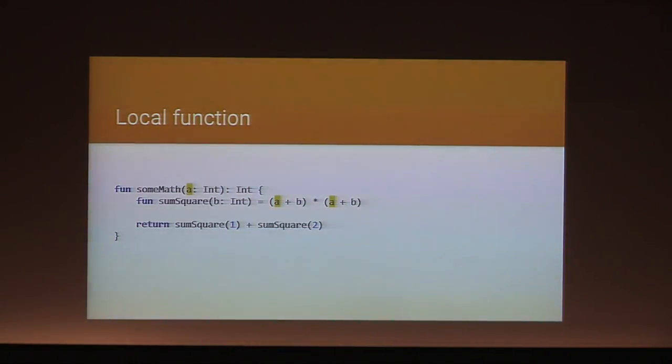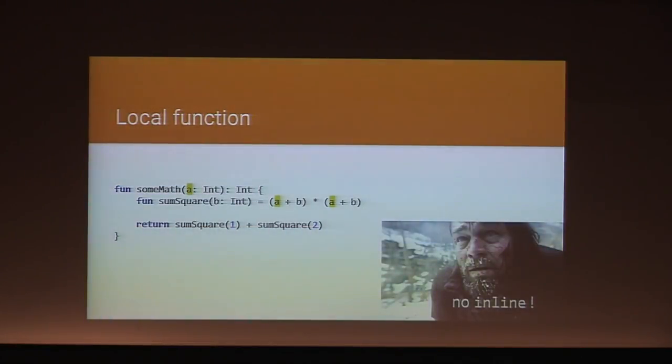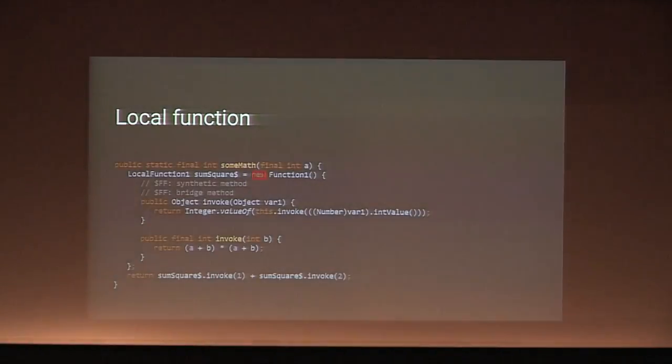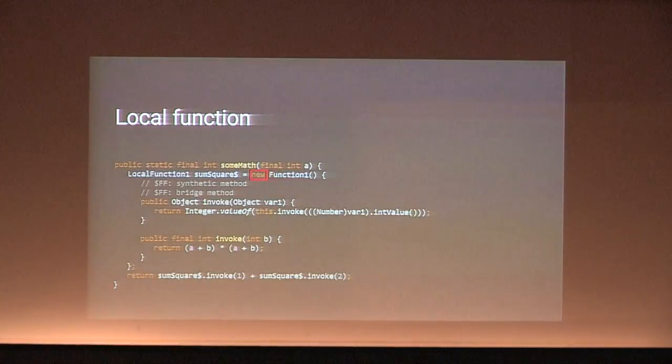It's just a function inside another function, something you can't do in Java. And as you can see in this example, we are accessing the outer scope. We are accessing a variable from the outer function in the inner function. And the bad thing about these local functions is that you can't declare them inline. So basically, if you take a look at the bytecode, they are implemented similarly to the lambda expression, the higher order function, sorry. So the local function is also a function object.